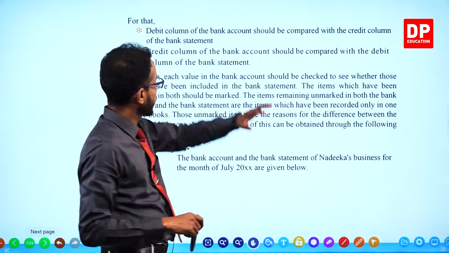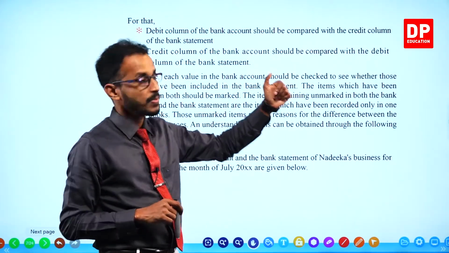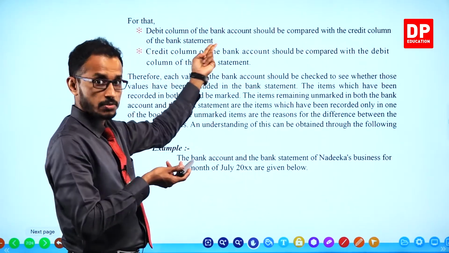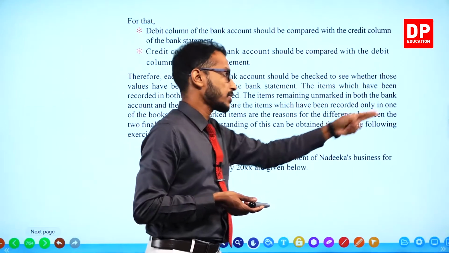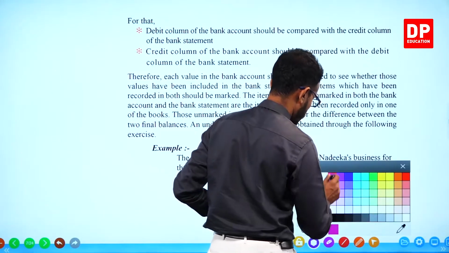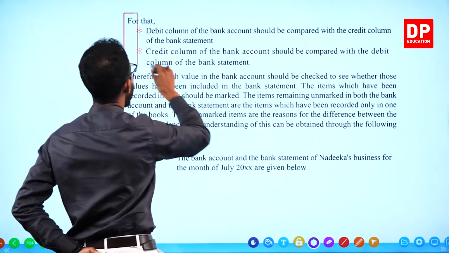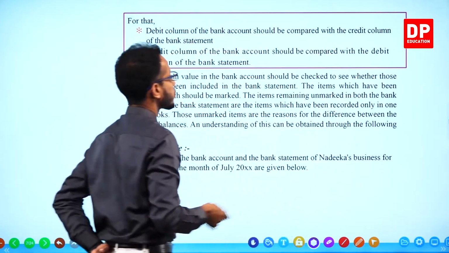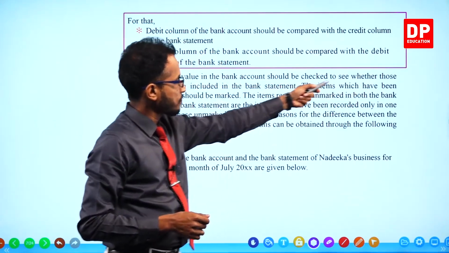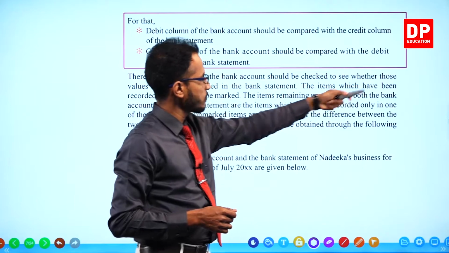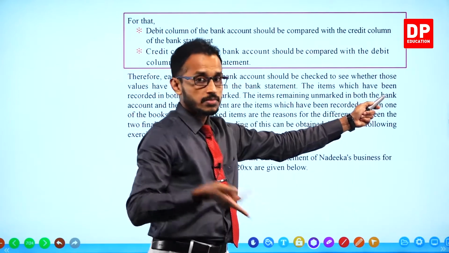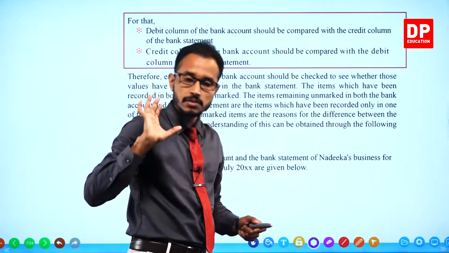Here it says everything that I explained just now. The debit column of the bank account should be compared with the credit column of the bank statement, and the credit column of the bank account should be compared with the debit column of the bank statement. Each value in the bank account should be checked to see whether it is included in the bank statement. Item by item, that's what we are going to do.